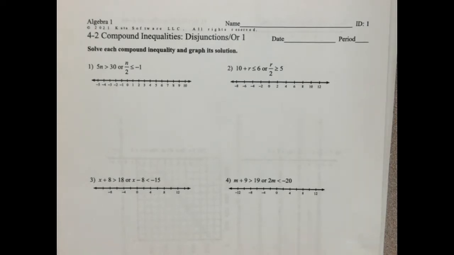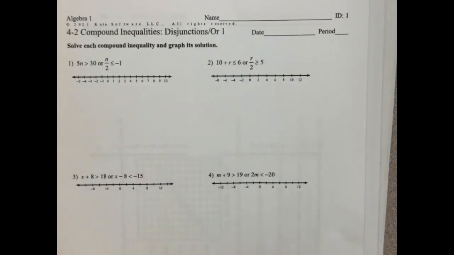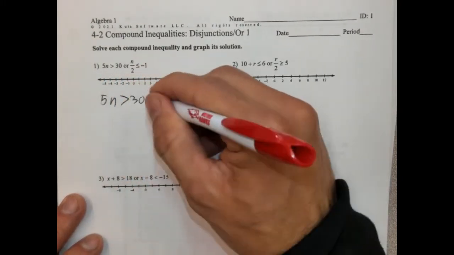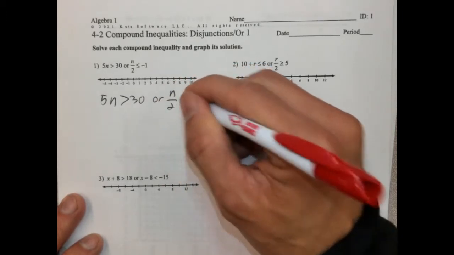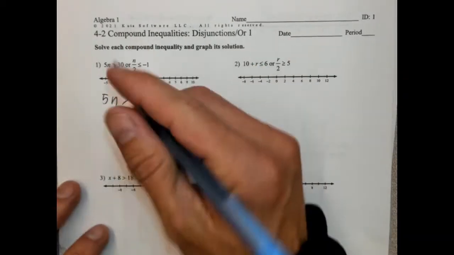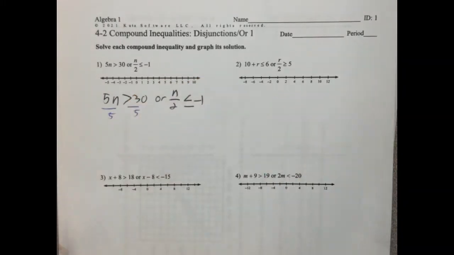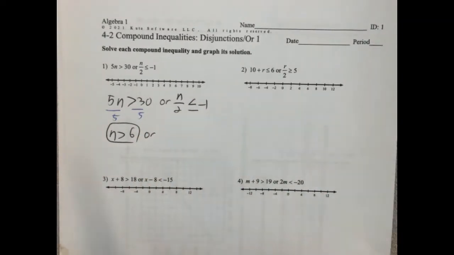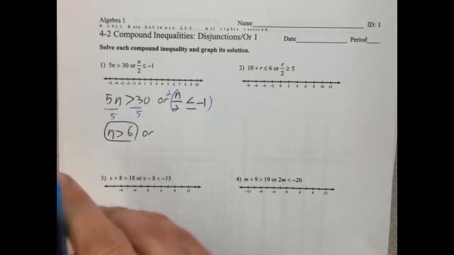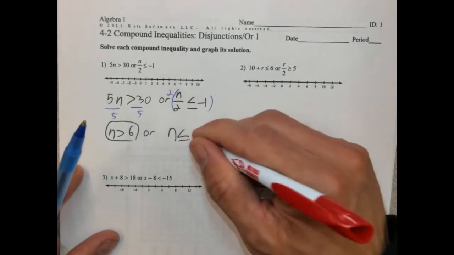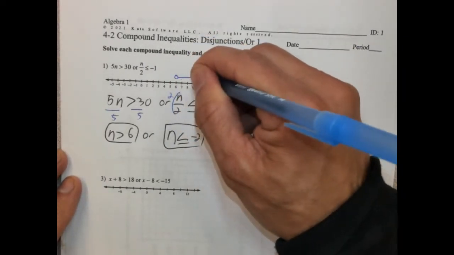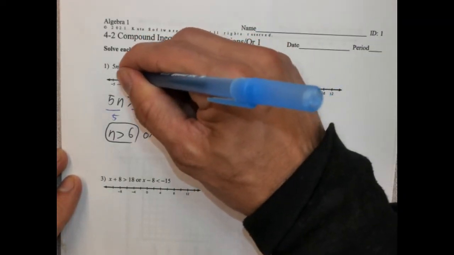Okay, so we have 5n is greater than 30, or n over 2 is less than or equal to negative 1. So let's go ahead and rewrite this first. So we're going to write 5n is greater than 30, or n over 2 is less than or equal to negative 1. So we're going to divide both sides by 5. We're going to have n is greater than 6, or here we're going to multiply both sides by 2 because we're going to do the inverse operation. And we're going to have n is less than or equal to negative 2. So now we graph these. So this is non-inclusive at 6 going to the right, and this is inclusive at negative 2 going to the left. And there we go.